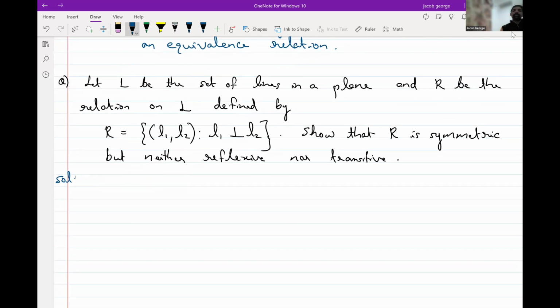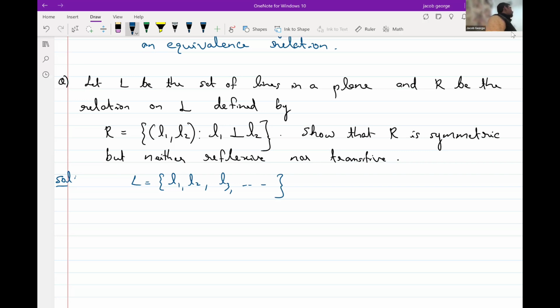Let L be the set of all lines in a plane. Last question, T was the set of all triangles in a plane. Here the basic set is L. In L, the elements will be lines L1, L2, L3, etc. L is the set of all lines in a plane.